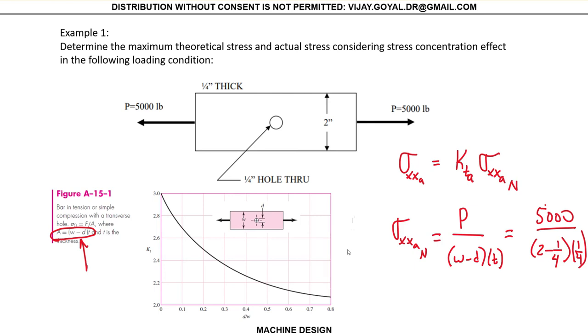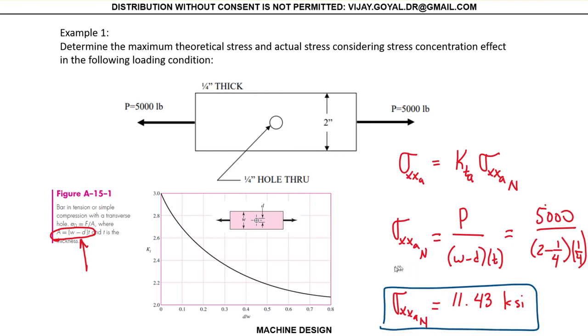So if I calculate this whole thing and multiply, I can show that this gives you 11.43 KSI. Okay, after you do the math, you can show that. So this is your nominal stress, and this stress will actually go inside here.